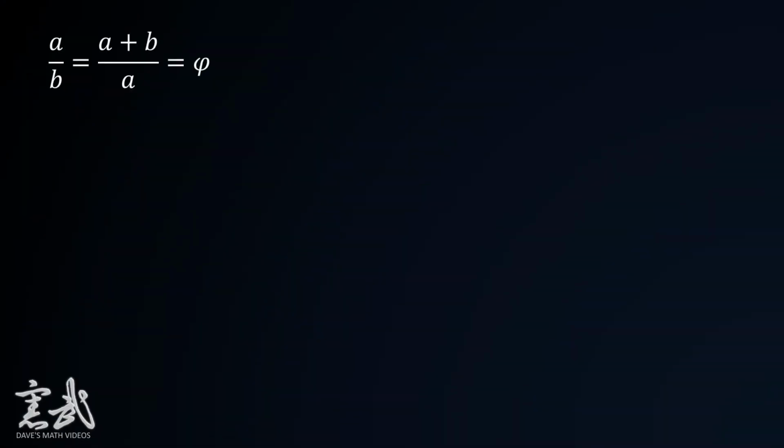First of all, what is the golden ratio? Well, two numbers are said to be in the golden ratio if that ratio is equal to the sum of the two numbers over the larger of the two numbers. In algebra, we can write this as a over b is equal to a plus b over a is equal to phi. Now, if we rearrange this, we can get 1 plus b over a is equal to phi, or 1 plus 1 over phi is equal to phi.